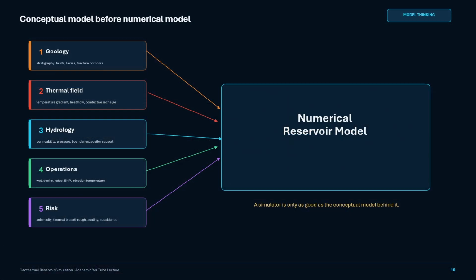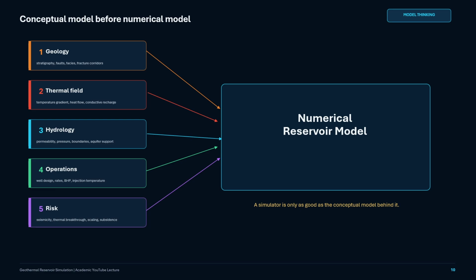Before numerical modeling, we must define the conceptual model. This includes geology, faults, facies, fractures, thermal field, pressure regime, and boundary support. We also define operational assumptions, such as injection rate, production pressure, and reinjection temperature. The conceptual model is where expert judgment enters the workflow. It tells the simulator what is physically plausible.